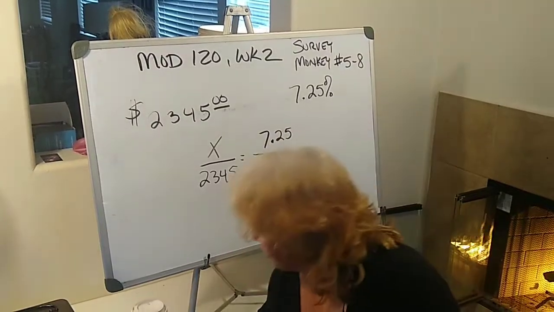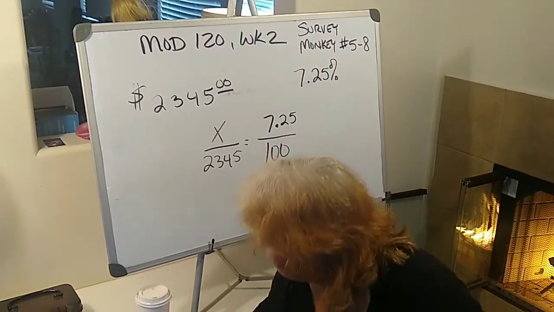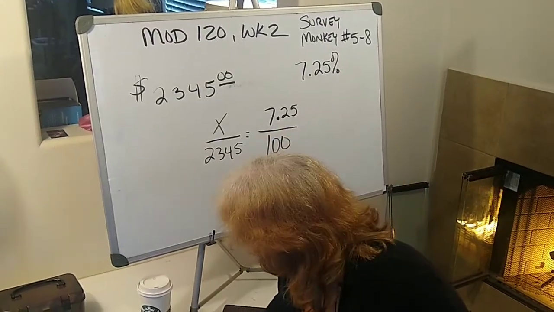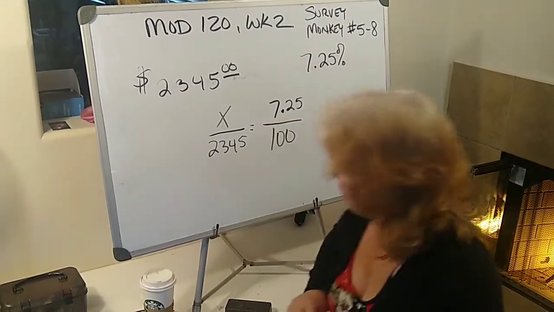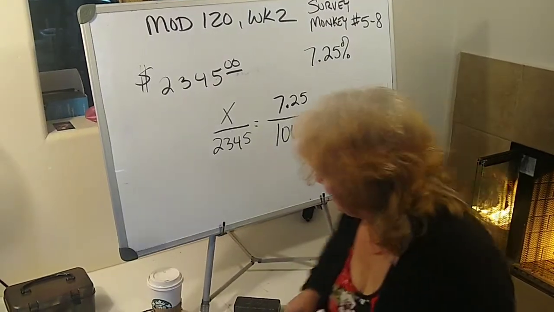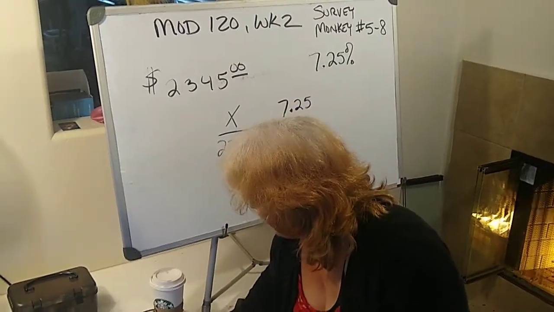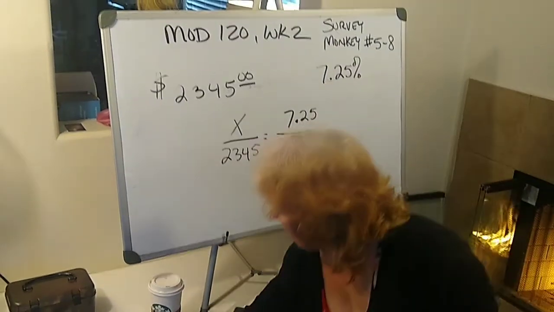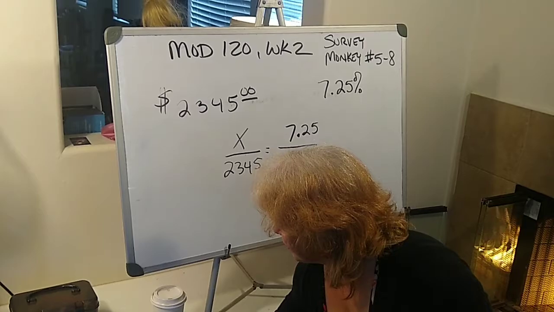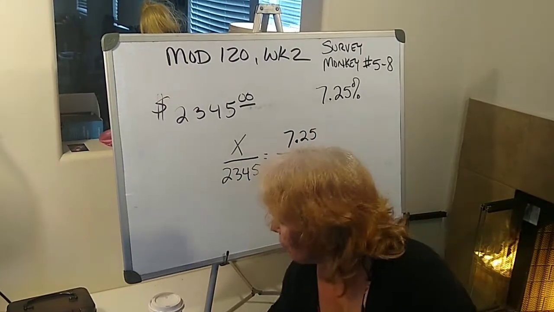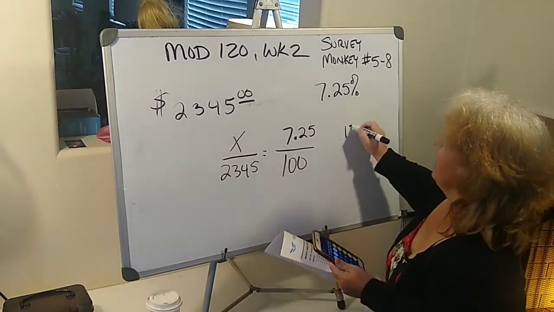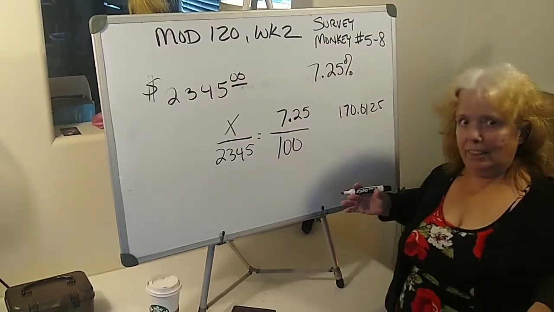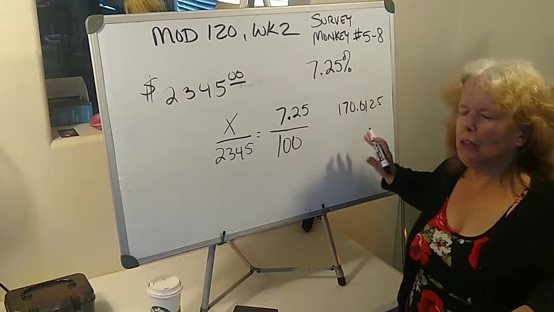Again, 2,345 times 7.25 equals 17,001.25. And then whatever number is remaining is that 100, so we're going to divide by 100. And so the number we get is 170.0125. Now, this is cents, so we need to round it down.